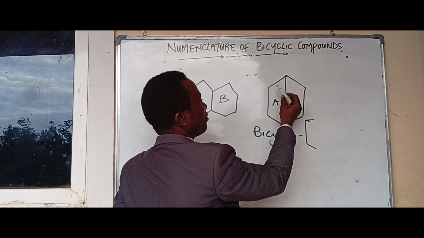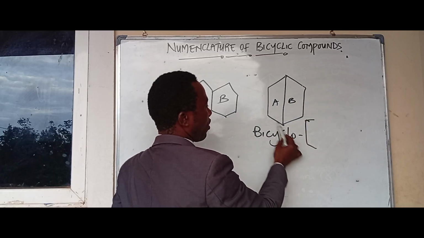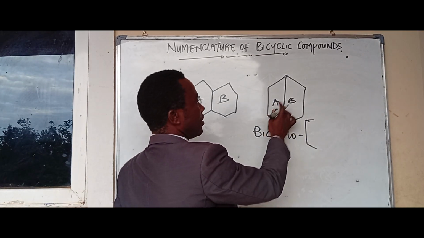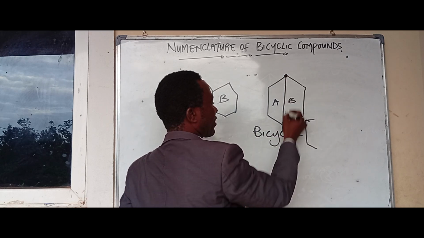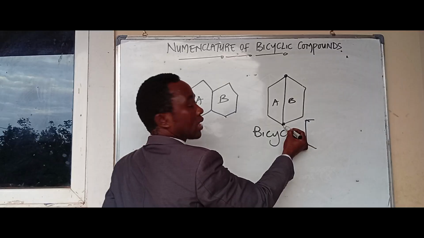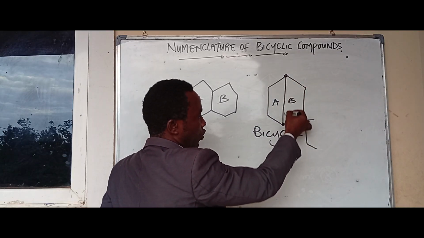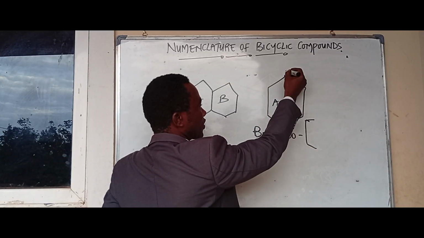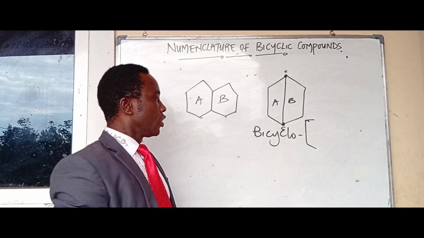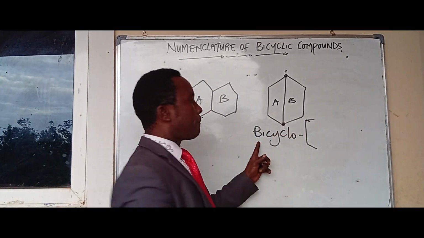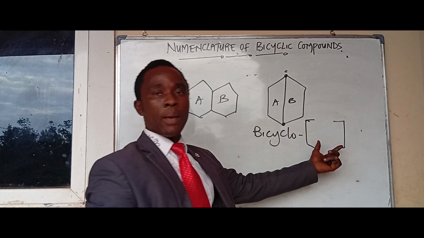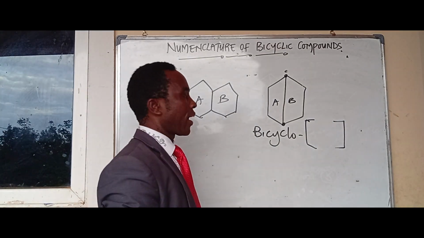Now this is made up of 1, 2, 3, 4, 5, 6 carbons. But these two rings are divided from a carbon atom. This carbon atom here and this carbon atom here is from where these two rings are being divided. They are known as the carbon bridge. So anytime you put the name bicyclo, there have to be a number or numbers in this parenthesis. What will those numbers be?